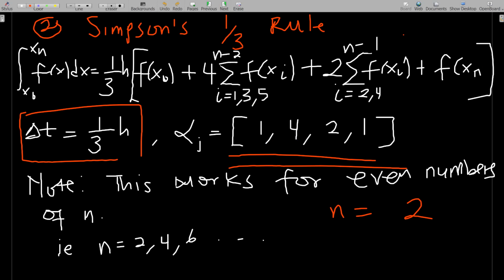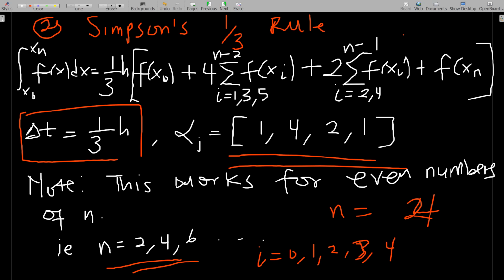All right, so with this one, note this works for even numbers of n, that is n equals 2, 4, 6, and the rest. So when n equals 4, it means my i will start from 0, okay? I will start from 0 to 1, 2, 3, then 4.